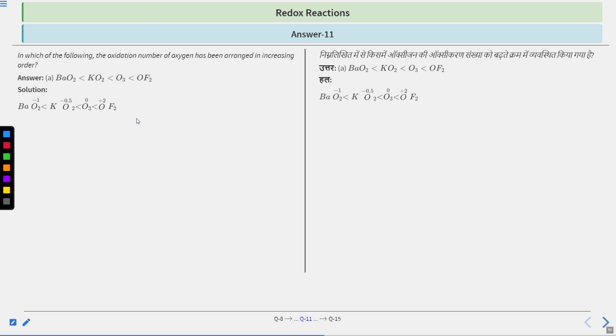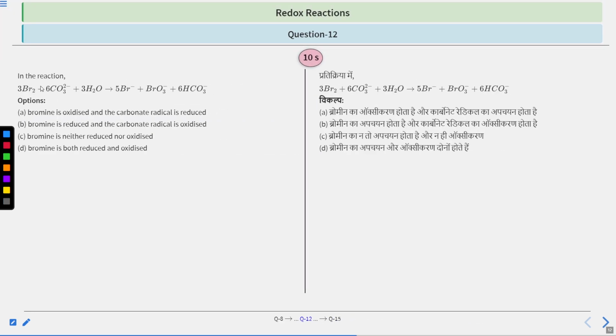Okay, let's move to our next question. Question number 12. In the reaction 3Br2 + 6CO3^2- + 3H2O giving 5Br- + BrO3- + 6HCO3-, which option would you choose? Options are: bromine is oxidized and the carbonate radical is reduced; bromine is reduced and carbonate radical is oxidized; bromine is neither reduced nor oxidized; or bromine is both reduced and oxidized.